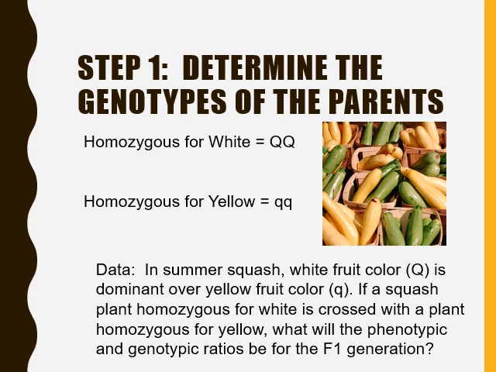The next step is to determine the genotypes of the parents. It says, if a squash plant is homozygous. Remember in the last lecture, homo means same. So they have the same two alleles. And it's homozygous for white. Well, we wrote down that white equals big Q. So we have two alleles that are big Q. It's crossed with a plant that is homozygous for yellow. Homo means same. Our yellow allele is little q, so you have two alleles that are the same, little q. We now have our parents. This is our P generation. Big Q big Q, cross to little q little q.